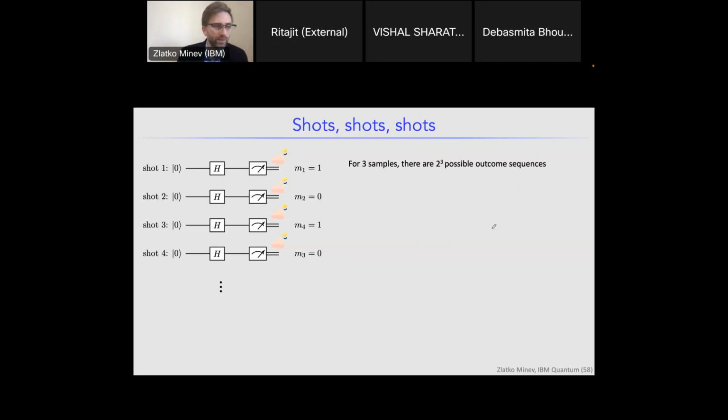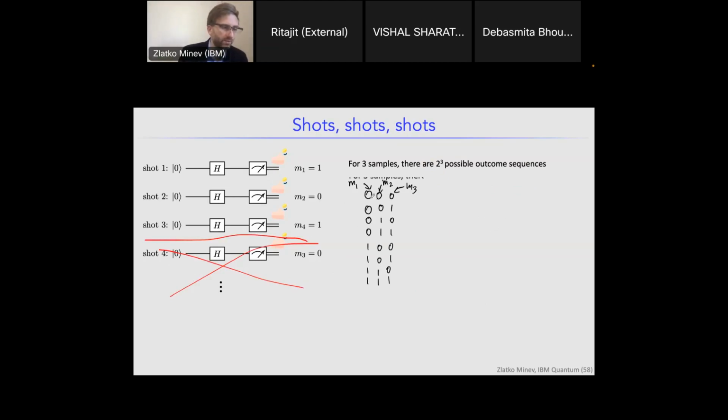To make it more concrete, if we had 3 samples only, so let's say we drew the line over here and stopped, then all the possible measurement outcomes you could have are 0, 0, 0, 0, 0, 1, 0, 1, 0, and so on. And you can enumerate all of them here since there's only 2 to the 3. Of course, if you took n shots, you would have 2 to the n possible outcomes, and that grows very fast.